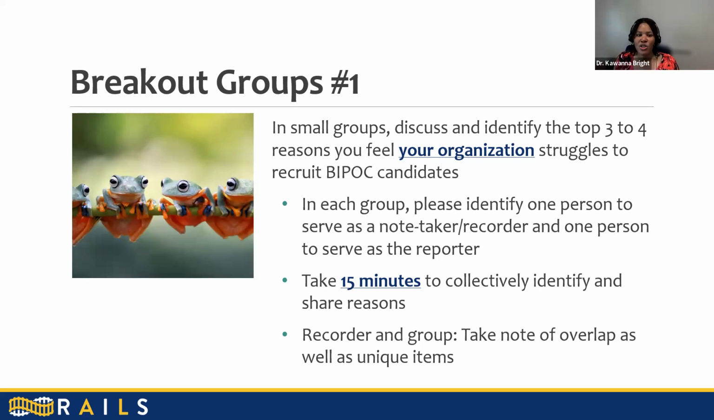What I want you to do in your small groups is to try to identify the top 3 to 4, and I can be nice here, 1 to 2 reasons that you feel your organization struggles to recruit BIPOC candidates. It can be from the list that we had, or it could be something else that you think is relevant and needs to be shared, like a reason why we are struggling with this ability to recruit.